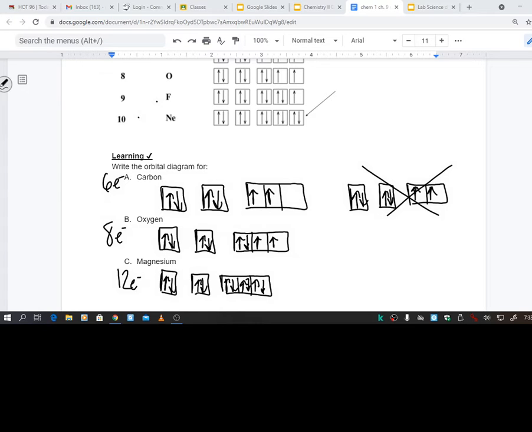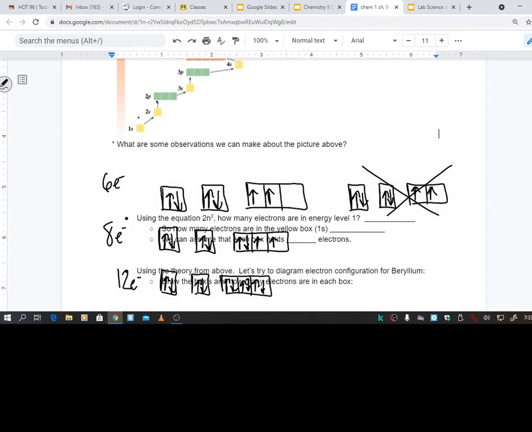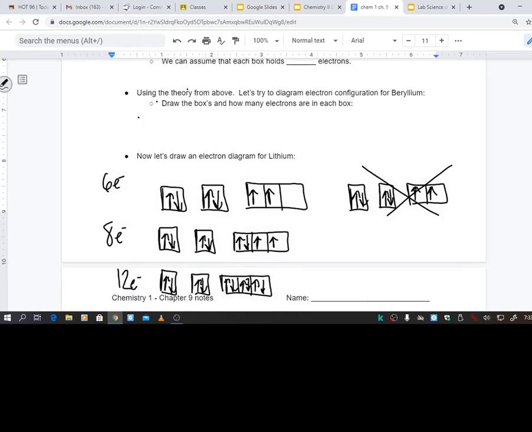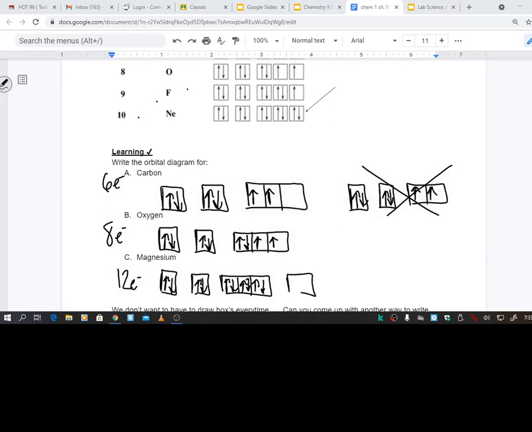Now, if you're not sure where to go from here, go back up to that chart up above here. So I'm here at 2p, I would go to 3s next. So then I would draw another box. And I need 12. So there's 2, 4, 6, 8, 10, 12. All right.